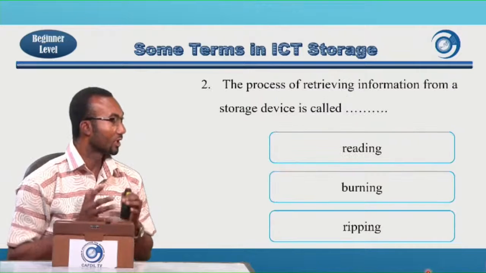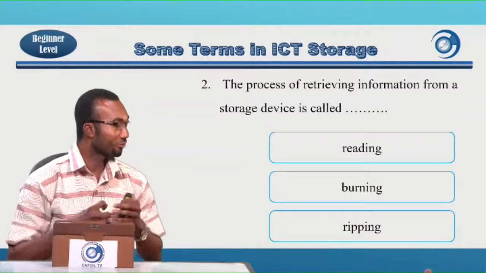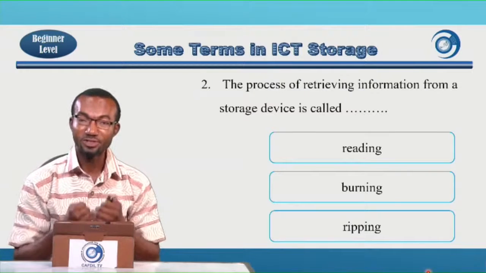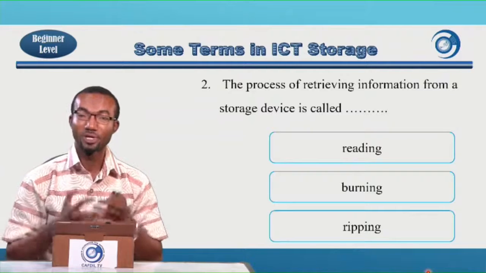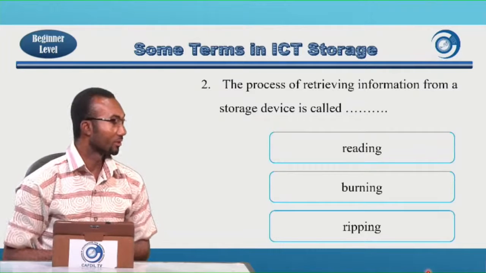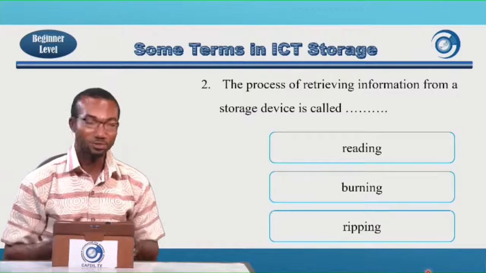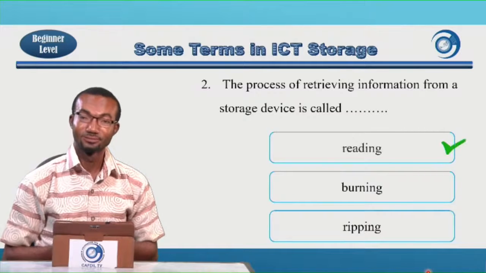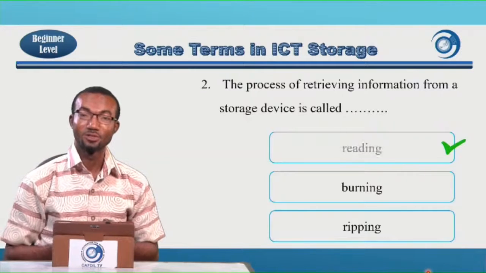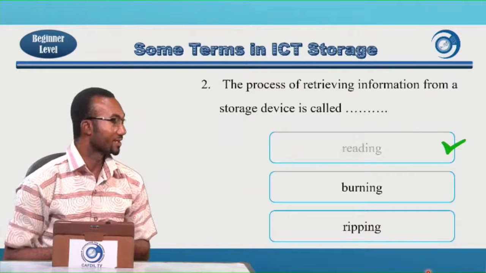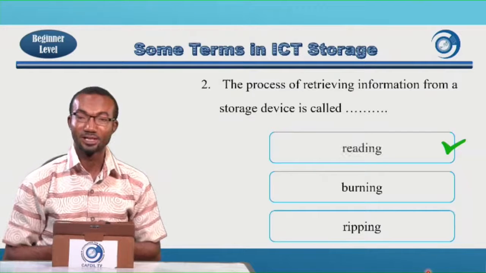Good. 2. The process of retrieving information from a storage device or media is called what? So we have the data on the media and we are retrieving information from it. What term do we use? We have reading, we have burning, we have ripping. Good. The answer is reading. So if you are retrieving or opening information from a media or device, we term it as reading.